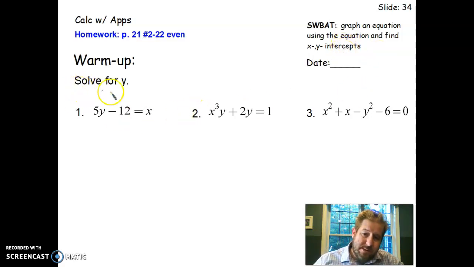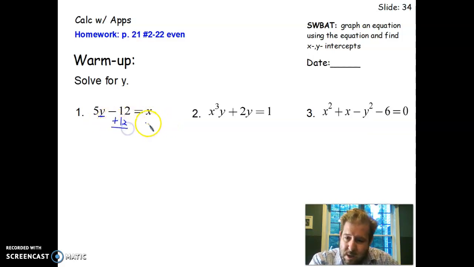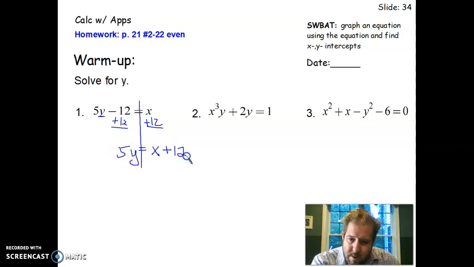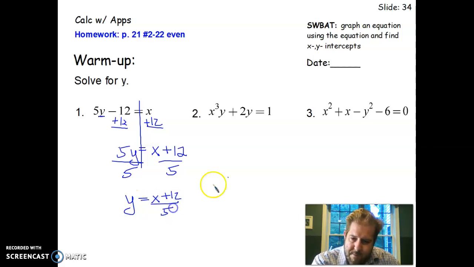So in this first one, it says solve for y. We're simply trying to isolate this variable, get it by itself. You solve this just like you would solve any other equation, but you're trying to get y by itself instead of x by itself. So we have 5y is equal to x plus 12. And then the last thing we would do is divide both sides by 5. And there's my answer. So y equals x plus 12 over 5.